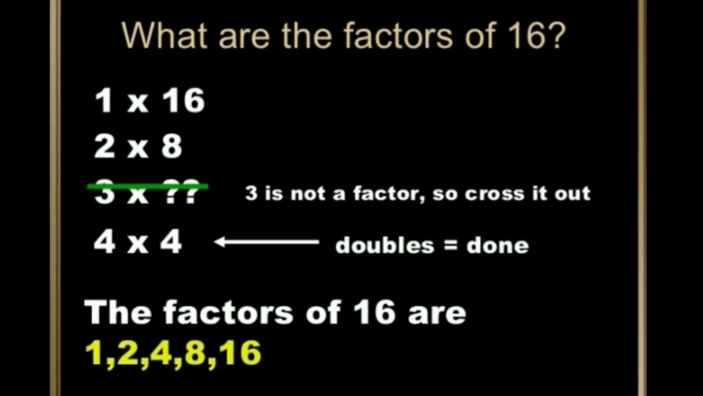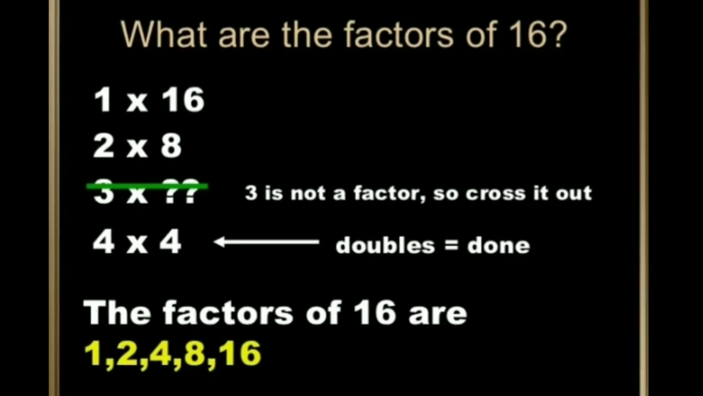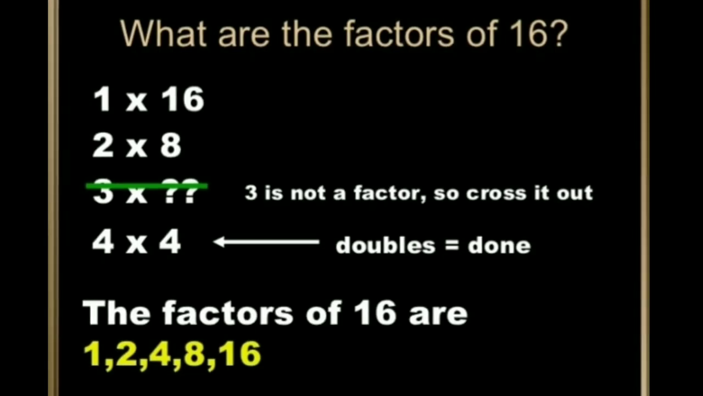Now move on to the next number, that is 3. Now count the table of 3 until 16 comes. Now you find that 3 doesn't contain 16 in its table. So 3 is not a factor. So cross it out.